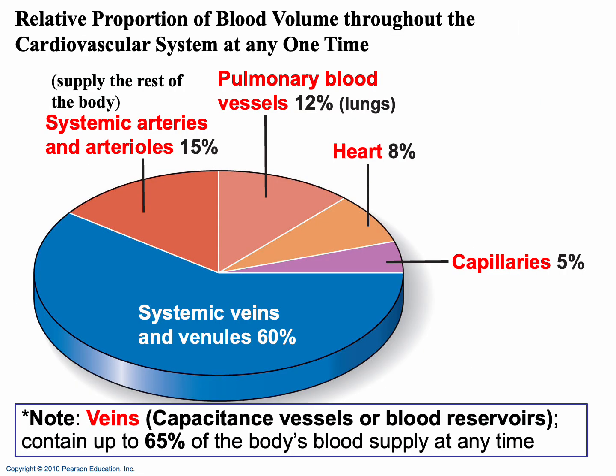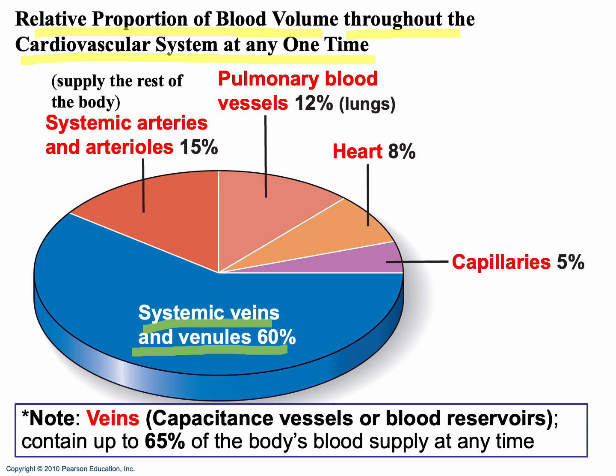All right, so this diagram here is looking at the relative proportion of blood volume throughout the cardiovascular system at any given period of time. And at any given period of time, the majority of blood will be found in the veins. Okay, the systemic veins, venules, so ultimately referring to the veins.